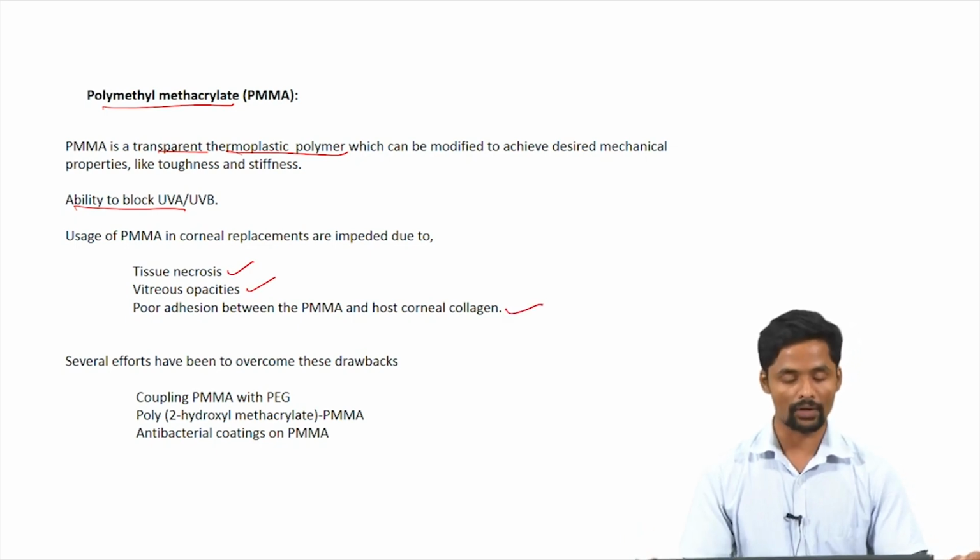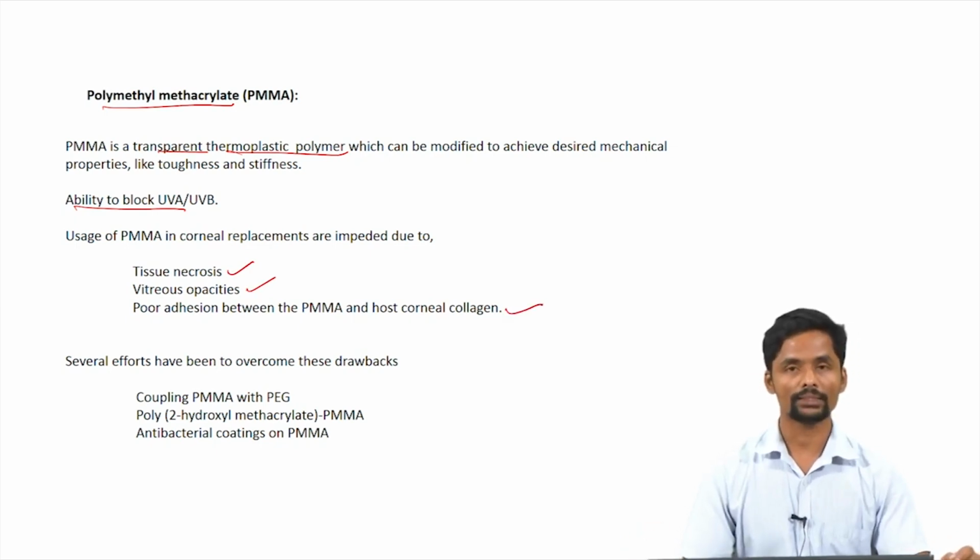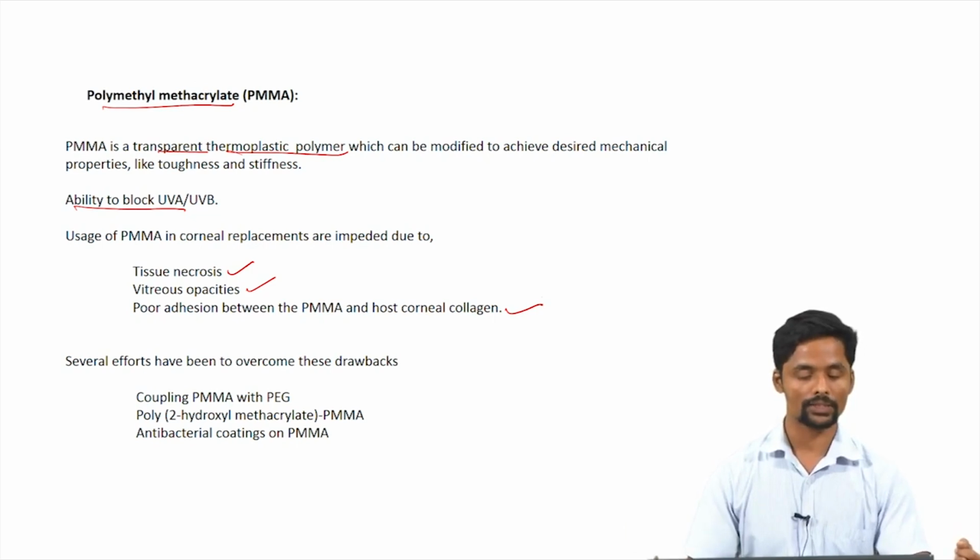host corneal collagen. Vitreous opacities, I mean to say, vitreous fluid contains 98% of water and 2% of hyaluronic acid. What happens is tiny clots are formed in the eyeball and they move along with the eyeball movement, and that hinders vision. That is known as vitreous opacities.